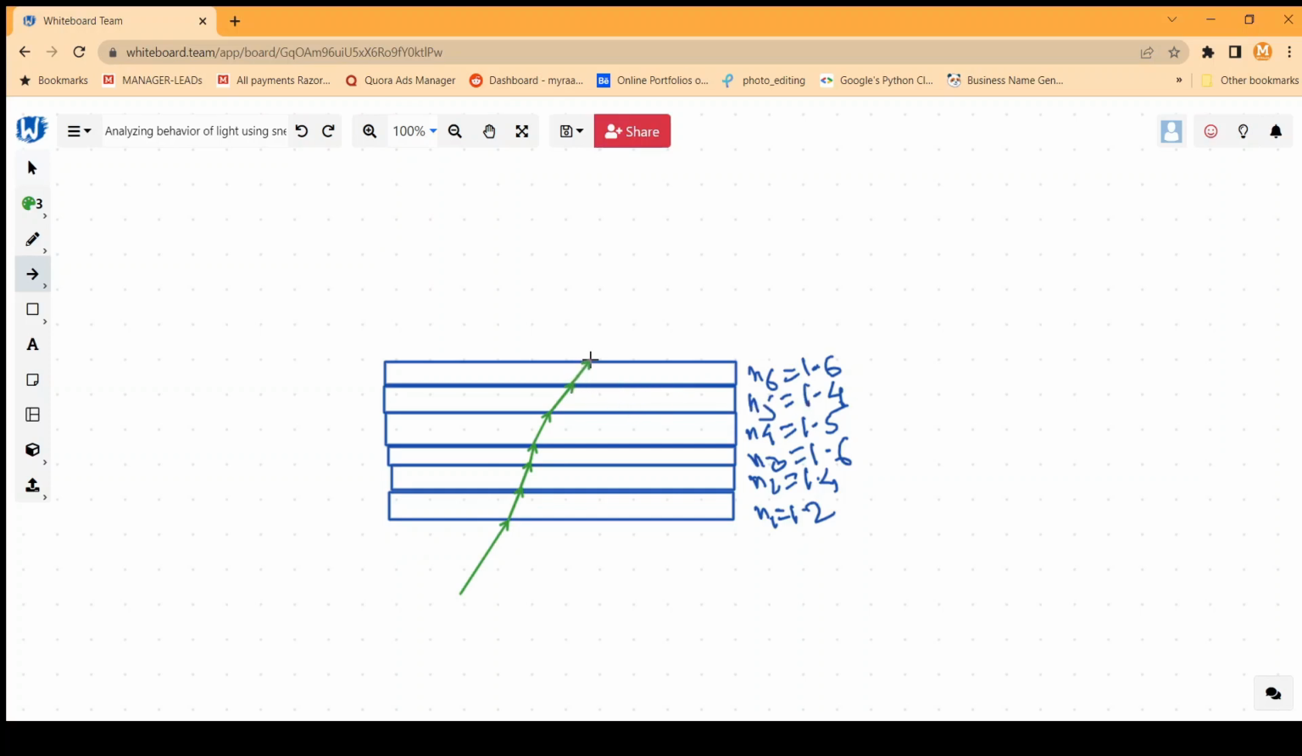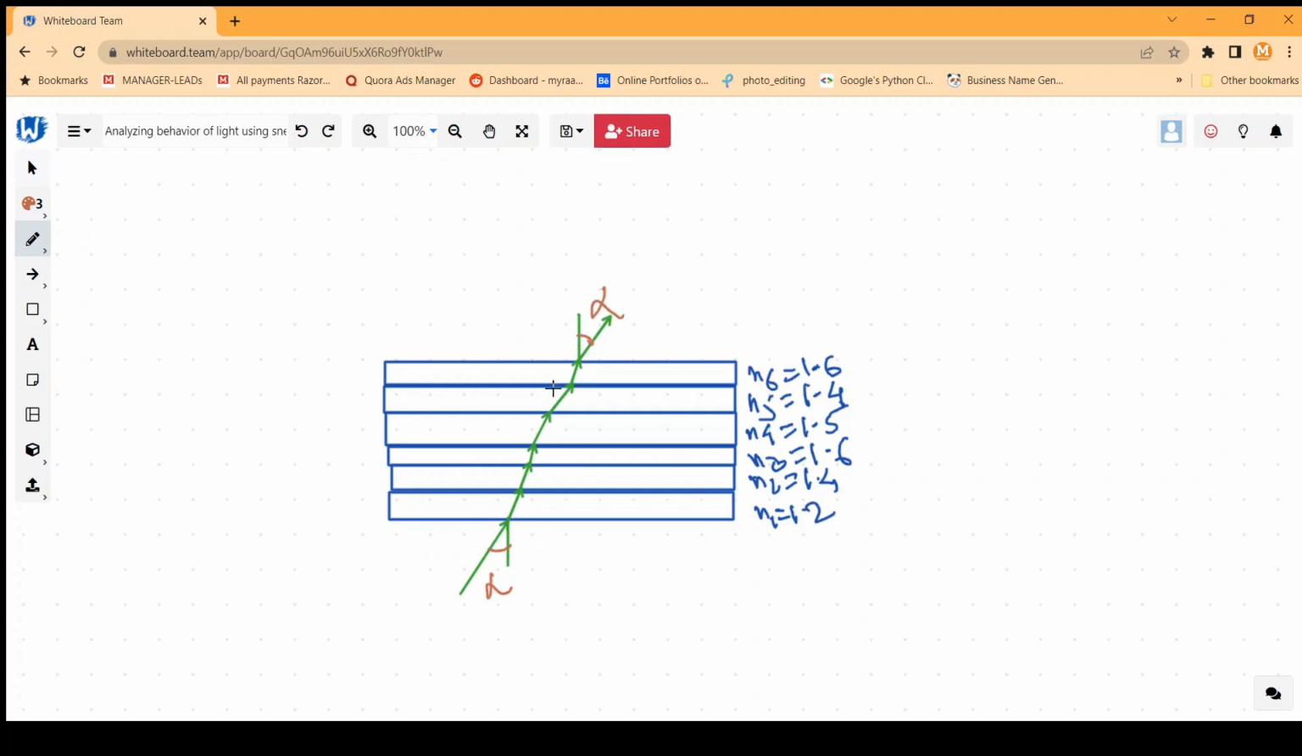So the ray will not go like this but bend towards the normal and will go like this. Now it is going to hit this interface from 1.6 to 1. So it will not go straight, come like this, and eventually be parallel to this ray, and these two angles, normal to this, normal to this, these two angles will be equal. That we can prove.